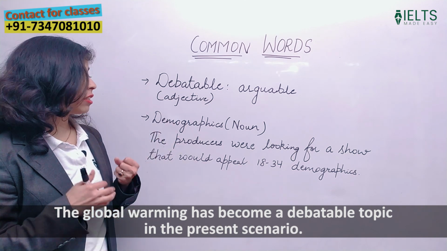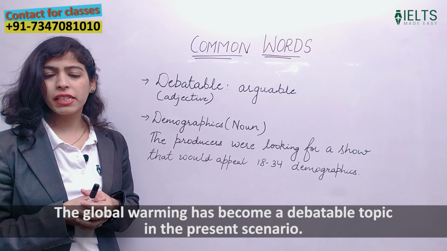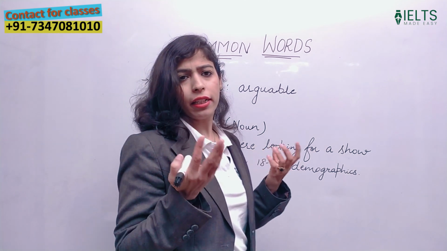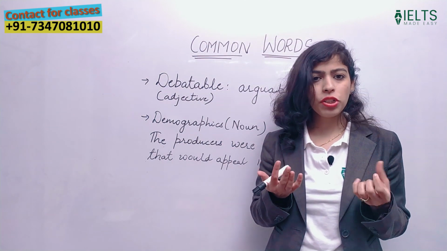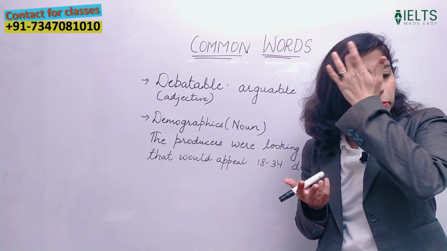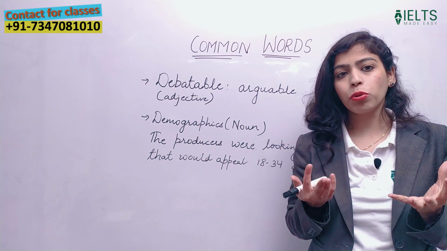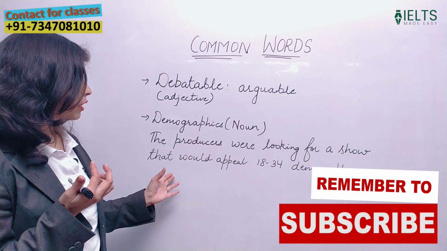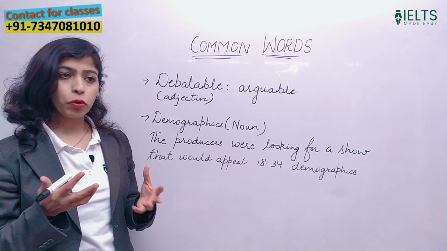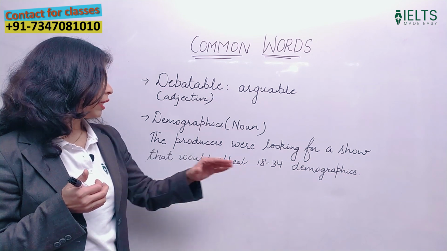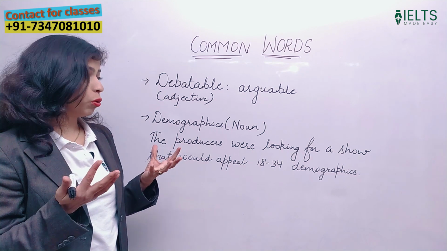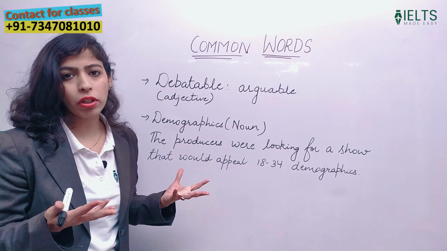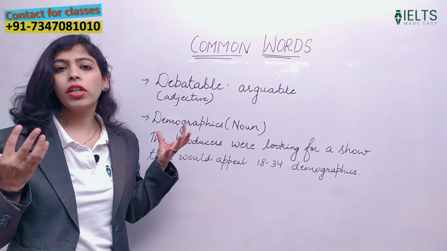So the last word is demographics. Demographics is basically a noun, and demographics होता क्या exactly? Statistics जो कि show करते हैं average age या average income, उसे हम बोलते हैं demographics. Demographics एक noun की तरह use होता है, जैसे कि the producers were looking for a show that would appeal to 18 to 34 demographics. Here I am talking about the age group कि जो producers थे they were looking for a show जो कि appeal करे 18 to 34 की audience को, 18 to 34 demographics को. So this is the way I have used the word demographics.